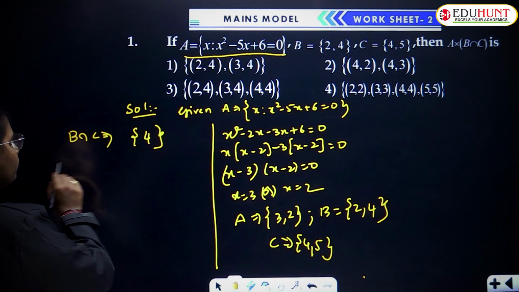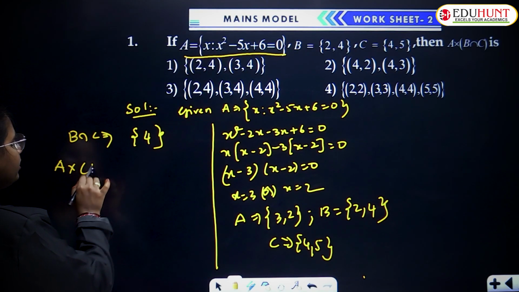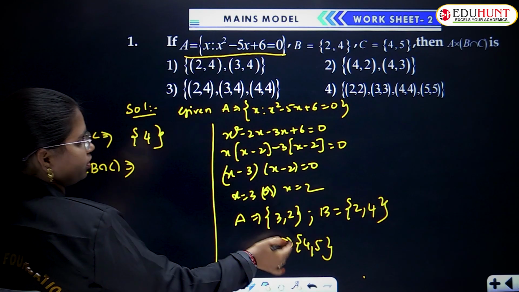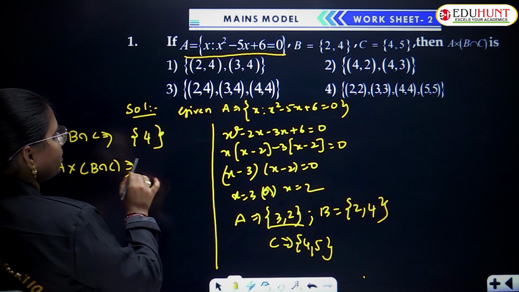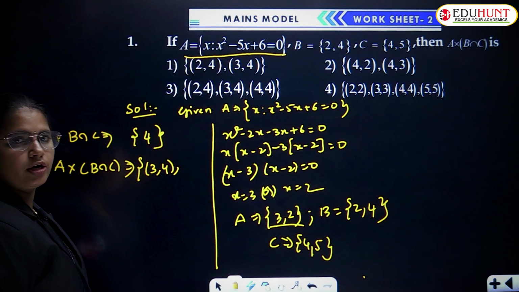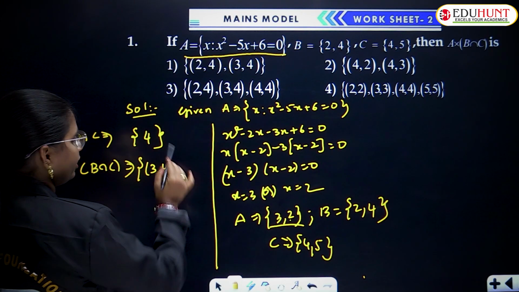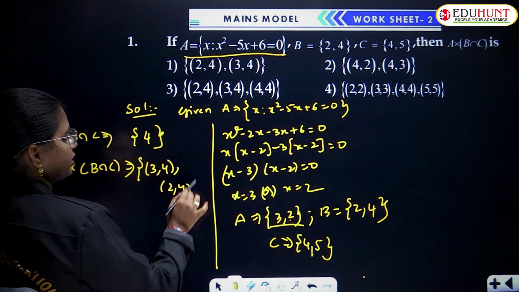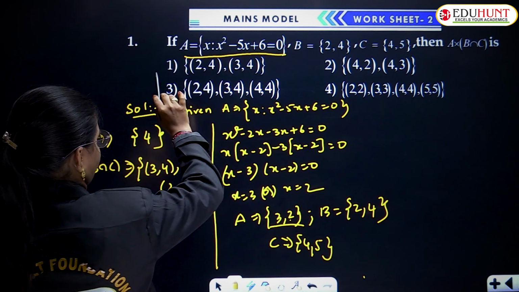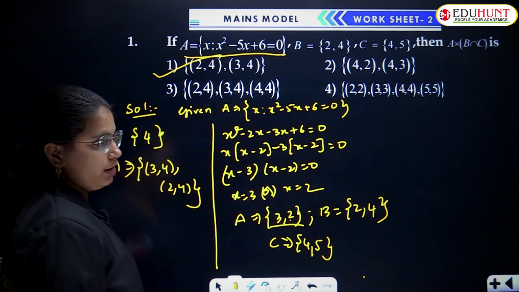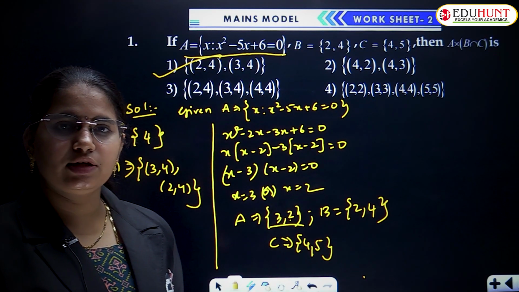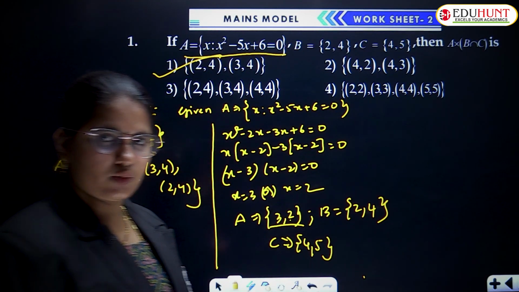Now you need to find A cross B intersection C. A value is how much? 3, 2. So with 4, this is a Cartesian product, you will get ordered pairs 3, 4 and 2, 4. So what is the answer from this? 3, 4 and 2, 4. Option 1. Understood this problem? Am I clear to everybody? Can I get to the next one? Alright.